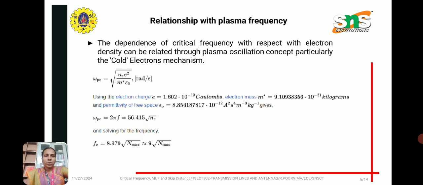And the relationship of critical frequency with plasma frequency. It is related through the plasma oscillation concept by using this omega relation, which is equivalent to N e squared divided by m epsilon naught, where omega is given by 2 pi f, and fc is equal to 8.979 square root of N max. It is approximately equal to 9 square root of N max.